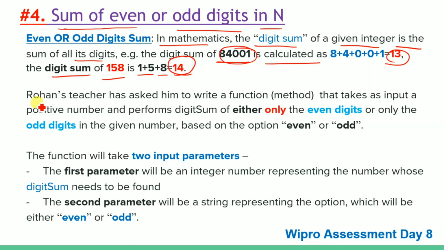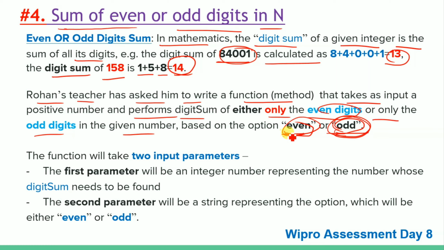Here the question is, Rohan's teacher has asked him to write a function or method that takes as input a positive number and performs digit sum of either only the even digits or only the odd digits in the given number based on the option even or odd. When we give option even, our function will find the sum of even digits present in n. Similarly, when we give the option odd, our function will find the sum of odd digits in n.